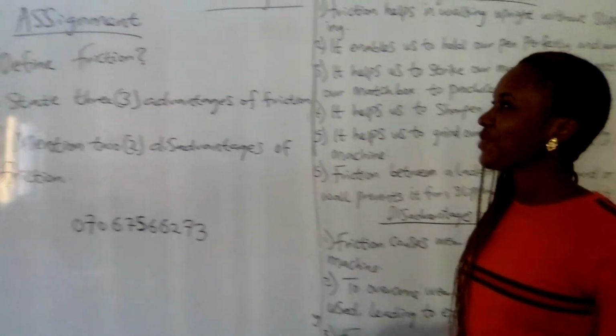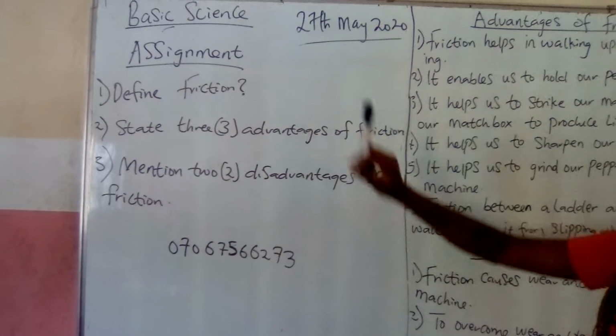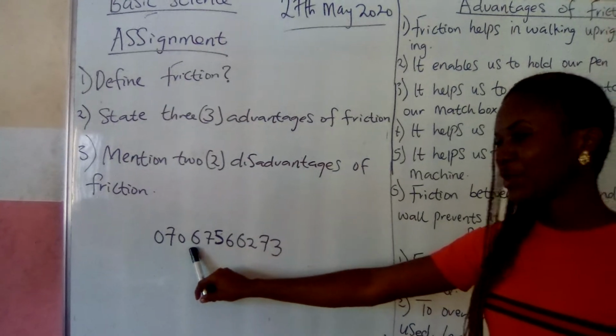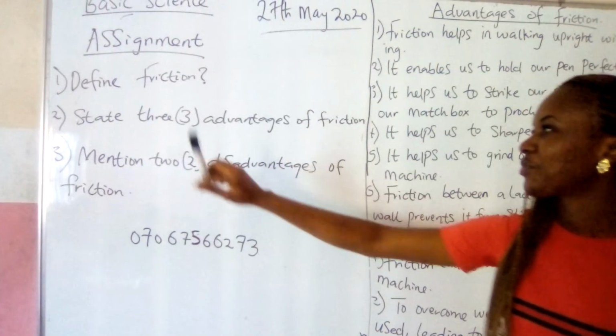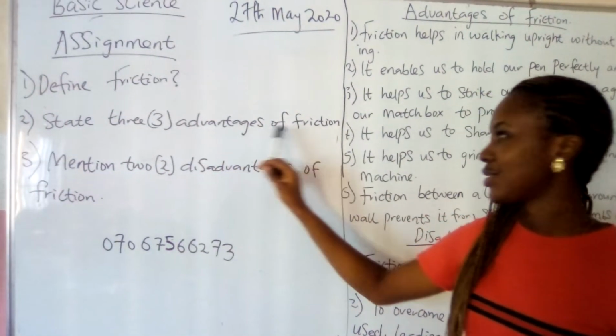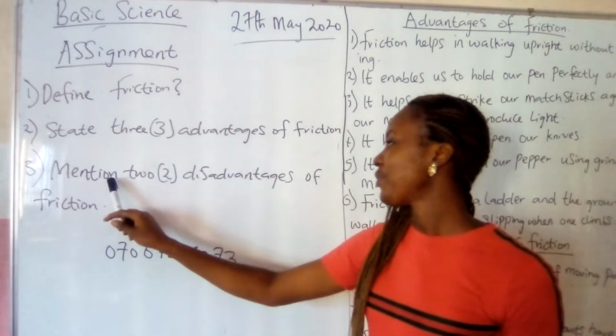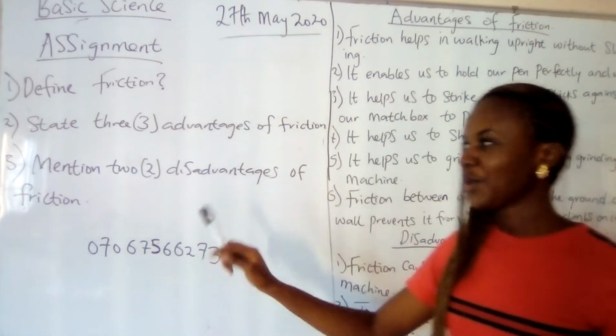That brings us to the end of our lesson. Now take your assignment. Write this assignment and forward it to the number below. This is my WhatsApp number. 1. Define friction. 2. State 3 advantages of friction. 3. Mention 2 disadvantages of friction.